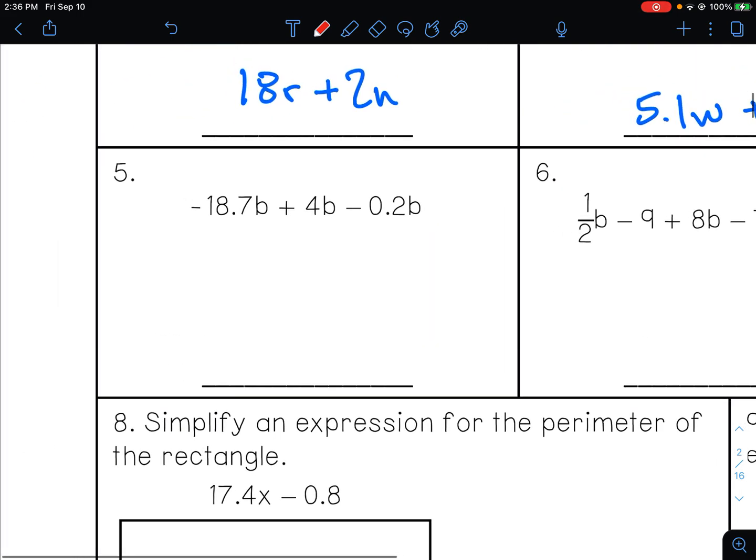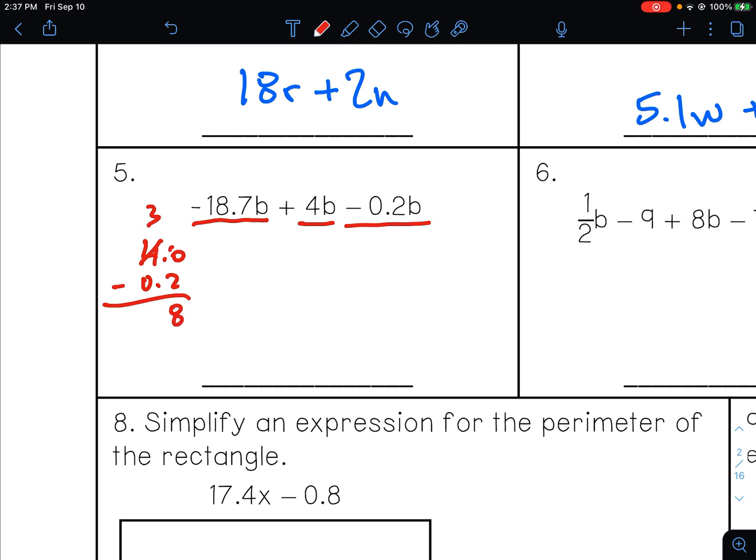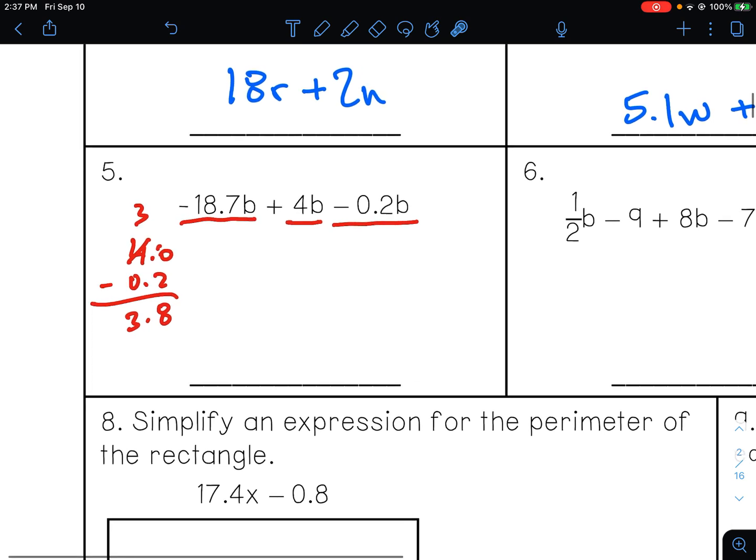We have number 5, which is negative 18.7b. Let's see, any other b terms? We do. We have a 4b, and we also have negative 0.2b. Goodness gracious. So it's basically 4 minus 0.2. So let's do 4.0, and that gives me 3.8. And looks like I have to subtract 18.7b. So I have 3.8, which is positive right now, and I have to subtract 18.7.